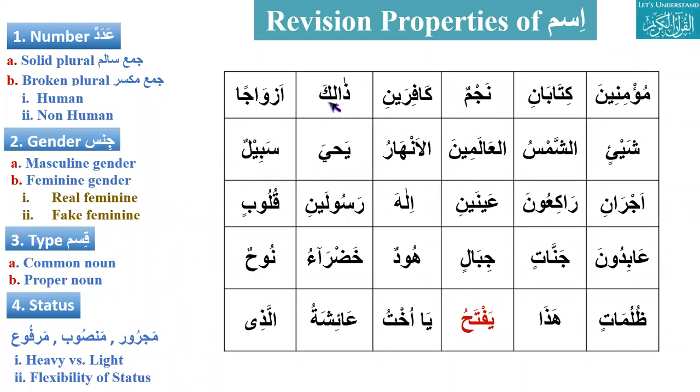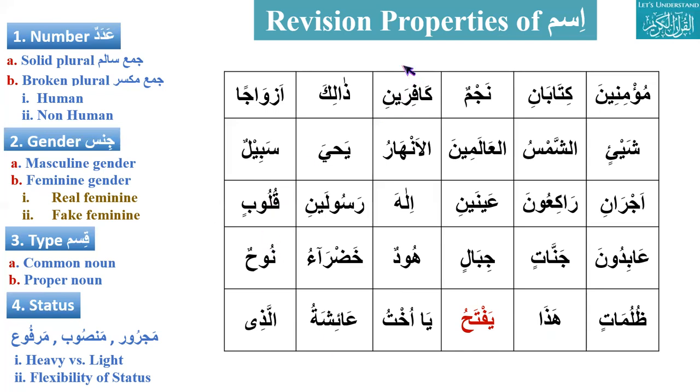So Musab Iqbal. Feminine of zalika. It is tilka. And what is the plural of zalika? Ulaika. What about hadha? Is it singular, plural? It is singular. What is the plural of hadha? Haulai. Okay. What is the feminine of hadha? Hadhihi. Good. Good, Musab. Thank you.